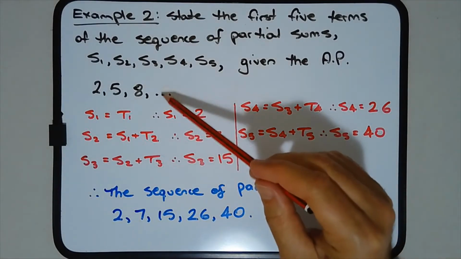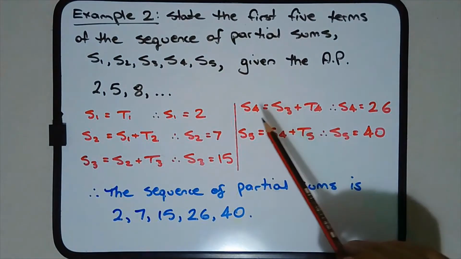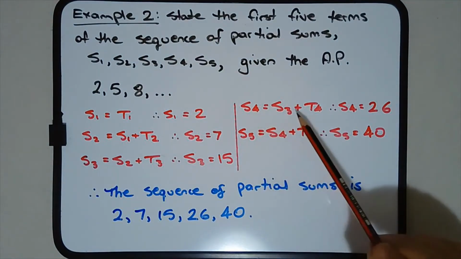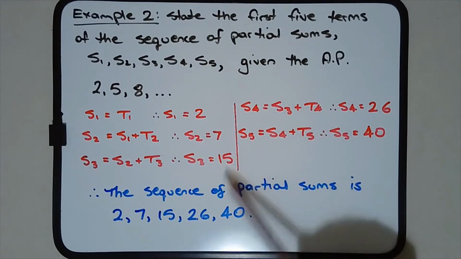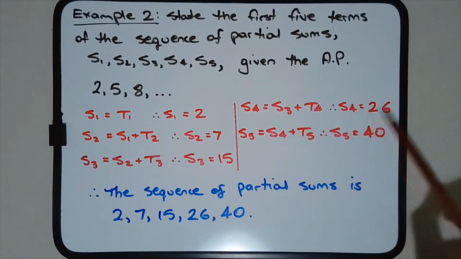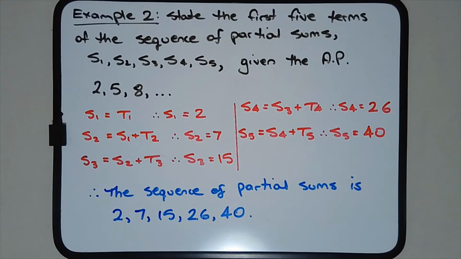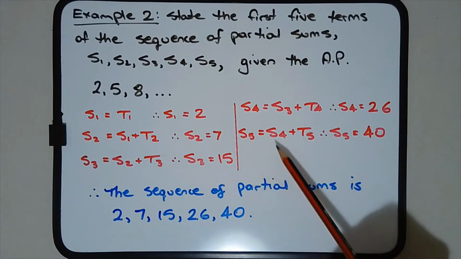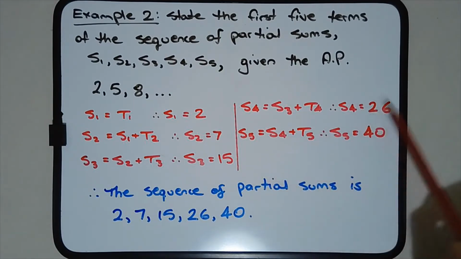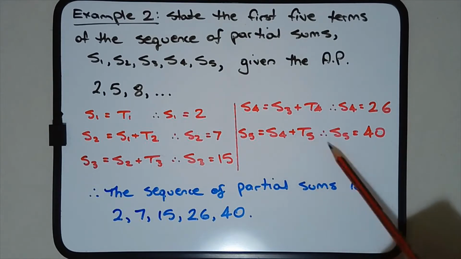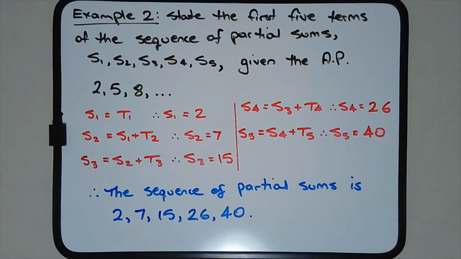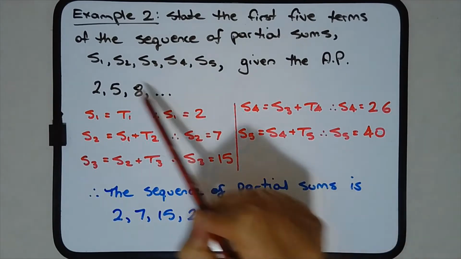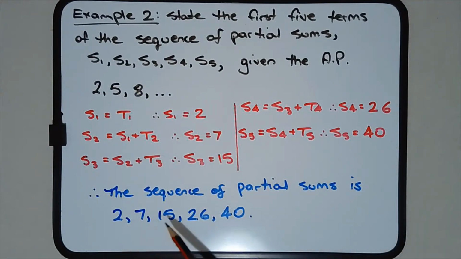Now the next term along in the AP is 11. S4 is equal to S3 plus T4, which is 11. And S3 is the sum of the first 3 terms, so that's been determined already, that's 15, plus 11. Therefore S4 is equal to 26. Now the 5th term along, adding 3 to 11, is 14. So S5 is equal to S4, which has already been determined as 26, adding on 14, and therefore S5 is equal to 40. So therefore, the sequence of partial sums of the AP is 2, 7, 15, 26, and 40.